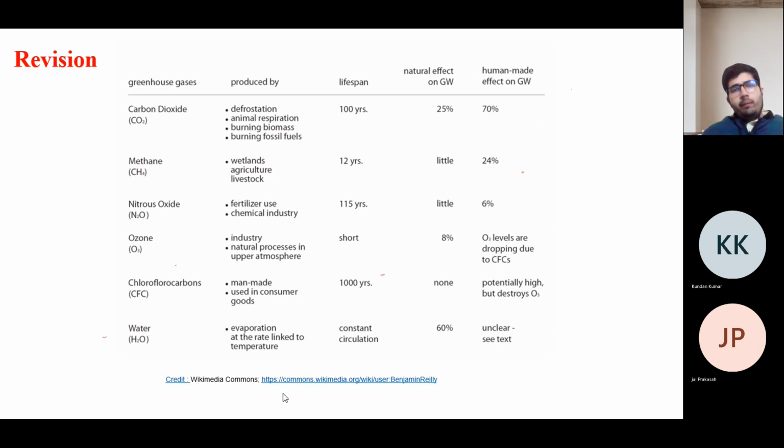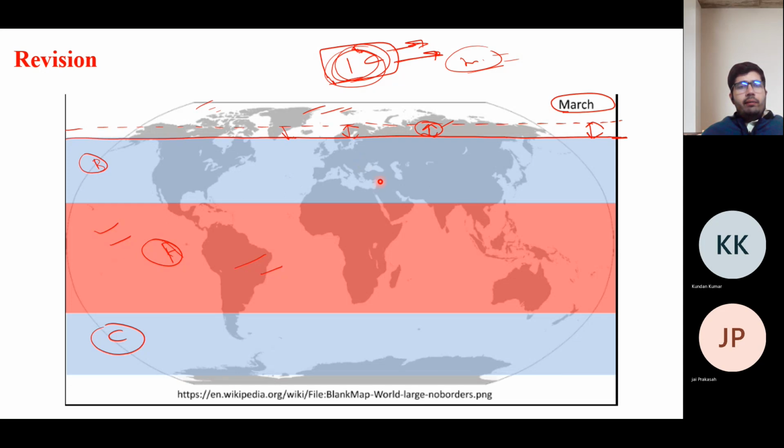Okay. Next, in this slide we can see, for a particular month like March, the temperature of different zones on the Earth's surface. The central part is slightly red, which means it is receiving more energy as compared to the upper parts. So if the average temperature increases, that will affect the whole world.